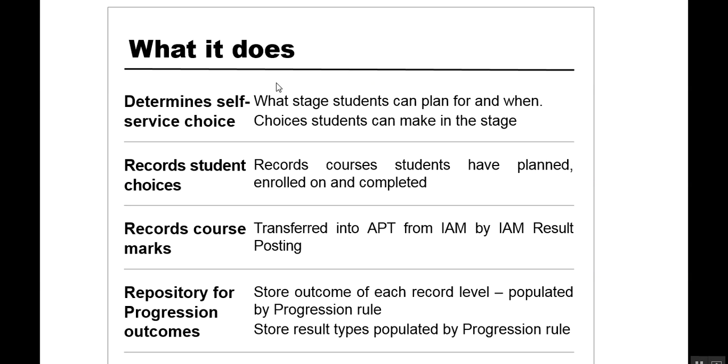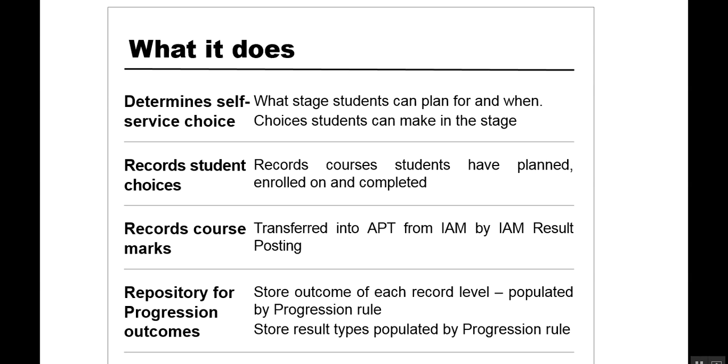Okay, what it does. Each student has an APT, and it's used to determine what stage students can plan and when. Normally they'll be planning for one stage at a time. They have module choices for one stage at a time, so it will determine when they will be able to do that. And as it has the structure in it from the AIR, the program of study, it determines what choices they can make and when.